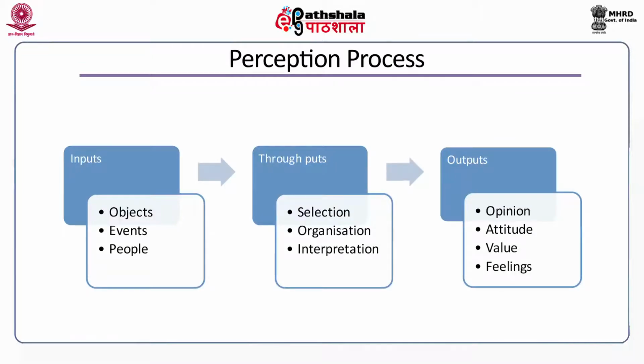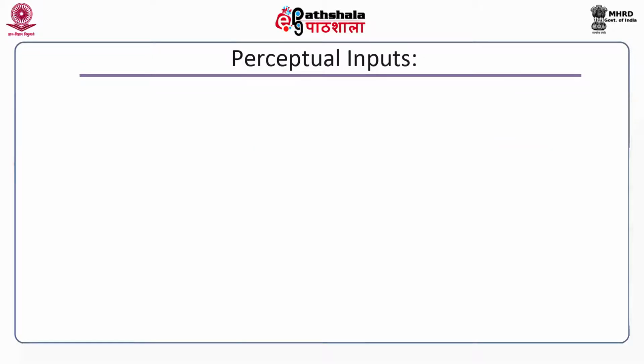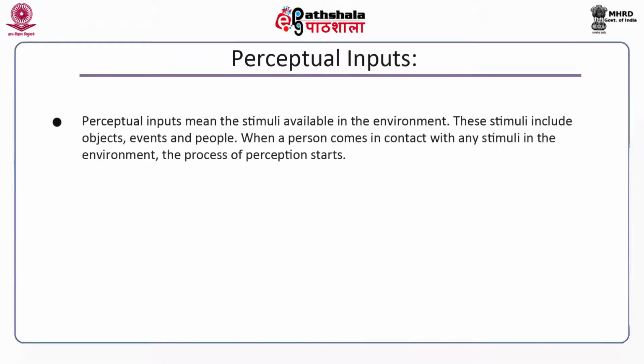The perceptual process starts with the perceptual inputs. Perceptual inputs means the stimuli available in the environment. These stimuli include objects, events and people. When a person comes in contact with any stimuli in the environment, the process of perception starts. Characteristics of stimuli, characteristics of the perceiver himself and the situation have a significant role to play in the choice of stimuli by an individual.